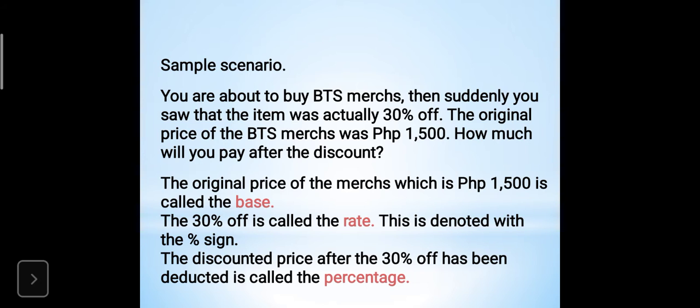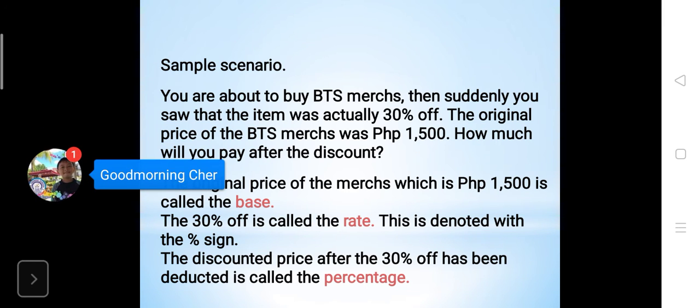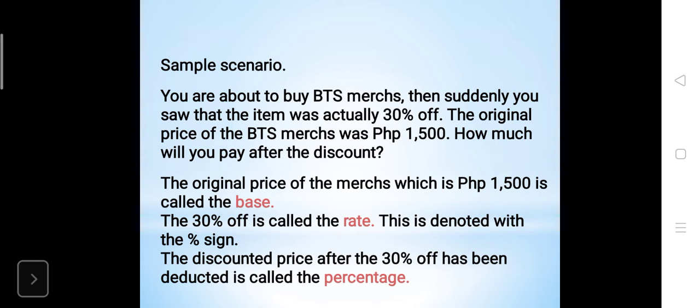So here, the original price of the merch, which is 1,500, is called the base. Okay, so ibig sabihin po, yung base po is yung pinakang kabuuang bilang, kabuuang number, or kabuuang presyo. So that's our base. The 30% off is called the rate. So the one with the percent sign is called the rate.